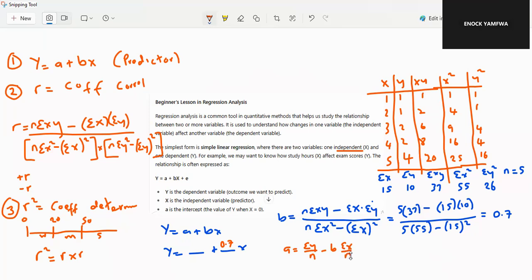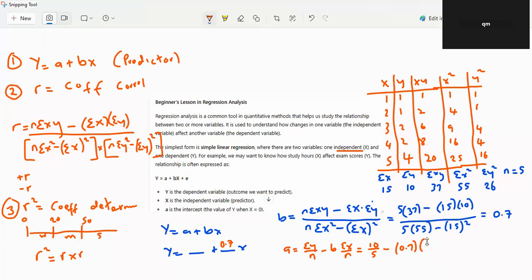What is the summation of y? It's 10, over 10, n is 5, minus what was our B? 0.7, which we just calculated. So if it is wrong, your A is obviously wrong.